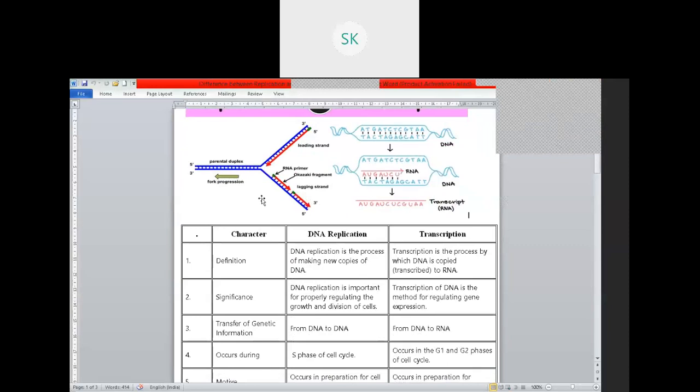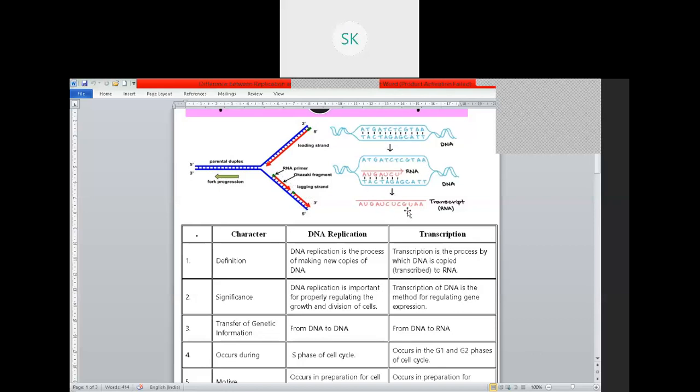So this is the process of replication. Here, the entire DNA molecule will be duplicated and replicated. That means two DNA strands will be separated, and these two DNA strands will be used as template for the formation of daughter DNA strands.